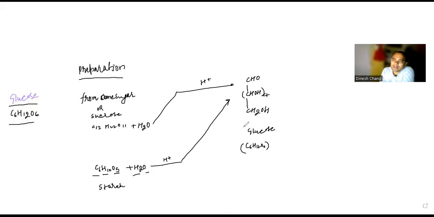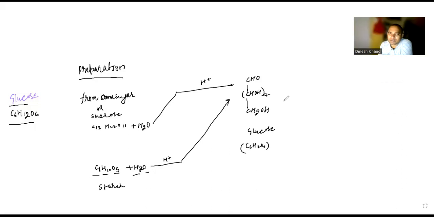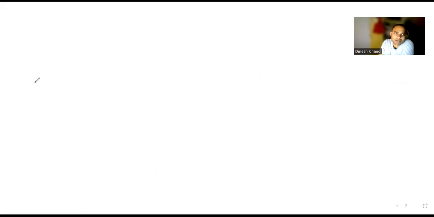Now there are various chemical properties, student. Glucose has many chemical properties, so let us try to understand them. Here I am writing CHO, that is the aldehyde group. Then CHOH, how many times, student? 4 times. Then again CH2OH. Glucose has around 10 chemical properties, student.